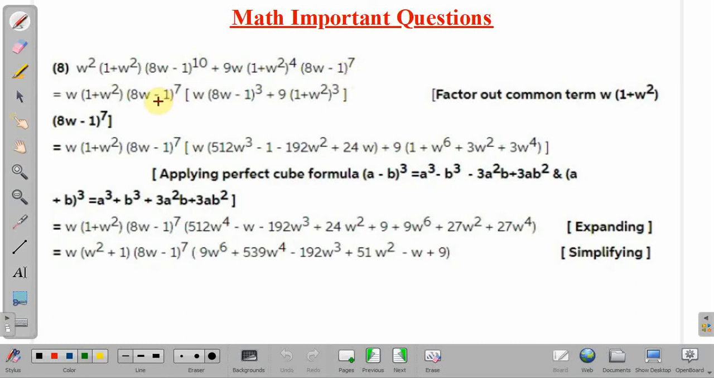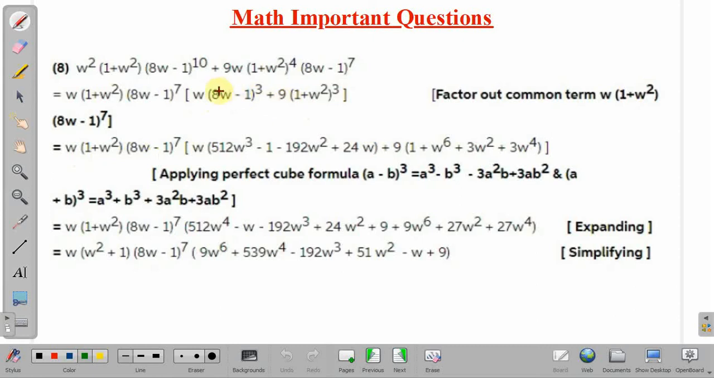So we will factor out 8w minus 1 raised to the power 7, and we will get inside the bracket w into 8w minus 1 to the power 3 plus 9 into 1 plus w square raised to the power 3. Now we can write this as w into 1 plus w square into 8w minus 1 raised to the power 7. Now what is inside the square bracket, that we can break down.